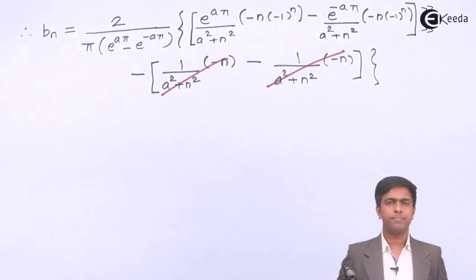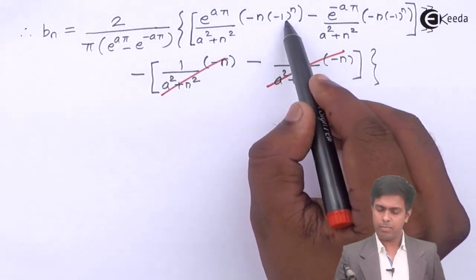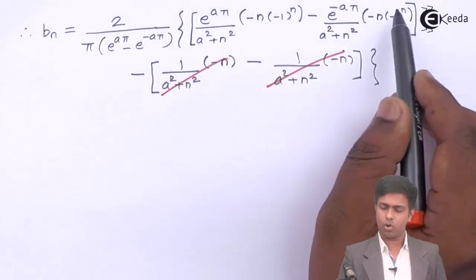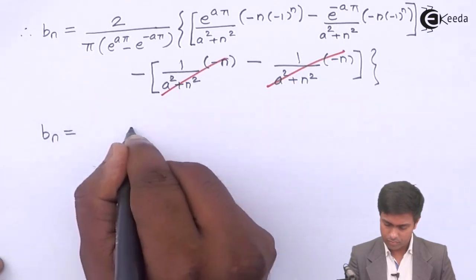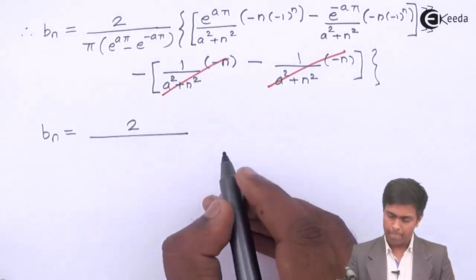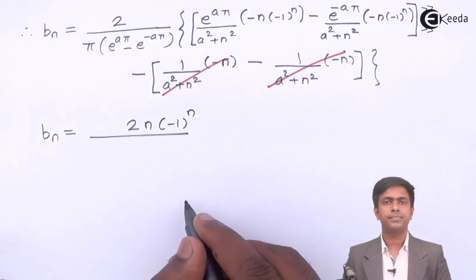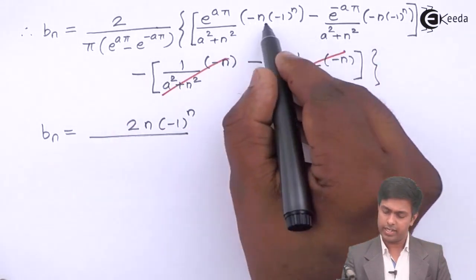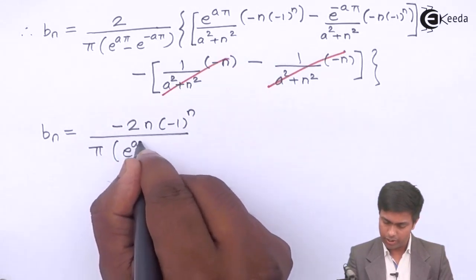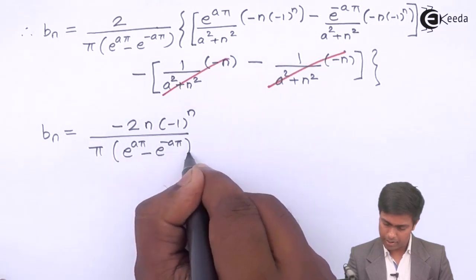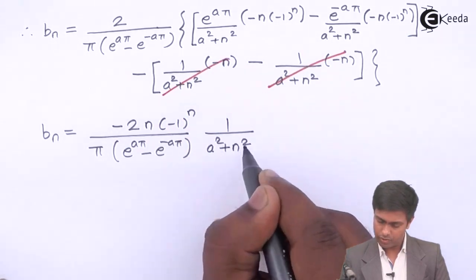We can cancel these two terms. Now from these two terms, I can take n into minus 1 raised to n outside because it's common, and a square plus n square outside. So we will get bn equal to 2 upon, now here this term, n into minus 1 raised to n, outside. I can also take a negative sign because it is there in both the terms, so minus n here, pi, e raised to a pi minus e raised to minus a pi, and from the denominator we will take 1 upon a square plus n square outside.